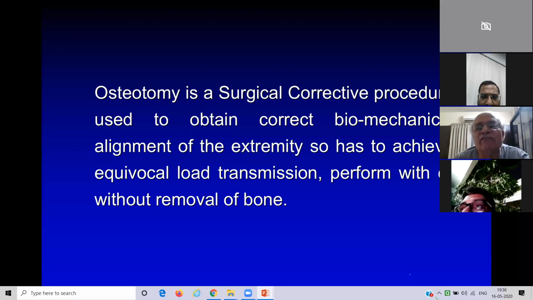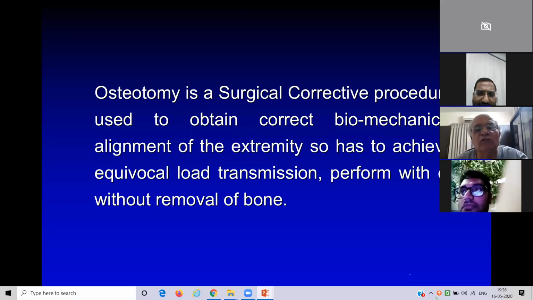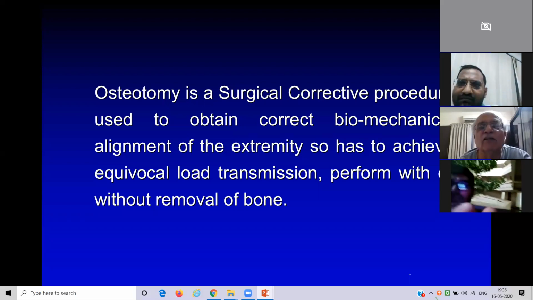That is the main definition of osteotomy. So it gives biomechanical alignment of the extremity so that load distribution on the hip joint can be restored. That is the main principle of this osteotomy.